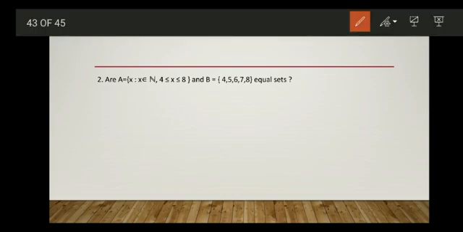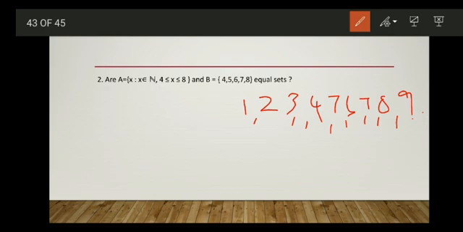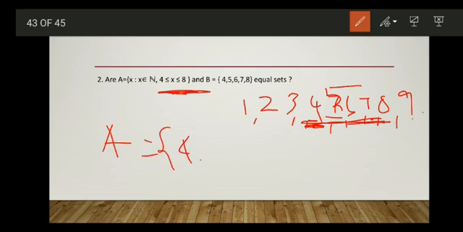So if you take natural numbers 1, 2, 3, 4, 5, 6, 7, 8, 9, etc. Here they are telling x is greater than or equal to 4. So x can be equal to 4, or greater than 4. It can be 5, 6, 7, 8. But x is less than or equal to 8. So it can be equal to 8 and less than 8. So the elements of this set A are 4, 5, 6, 7, 8. So A is equal to 4, 5, 6, 7 and 8.